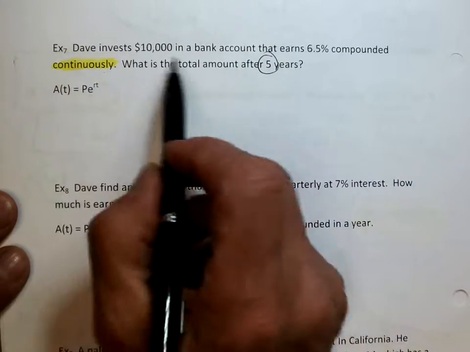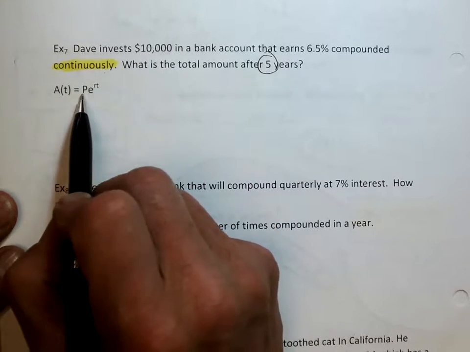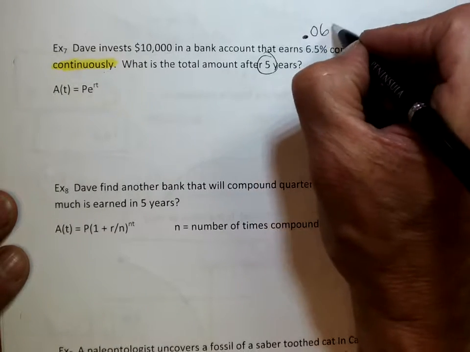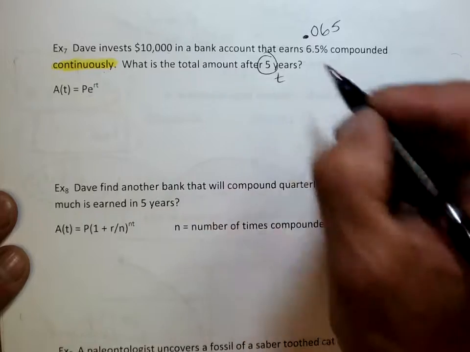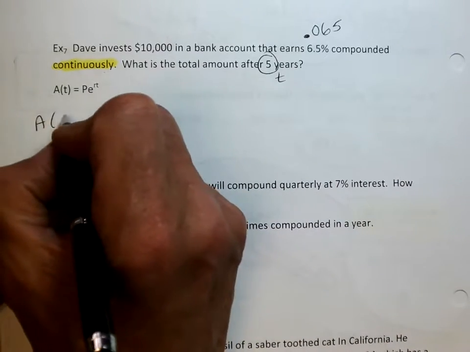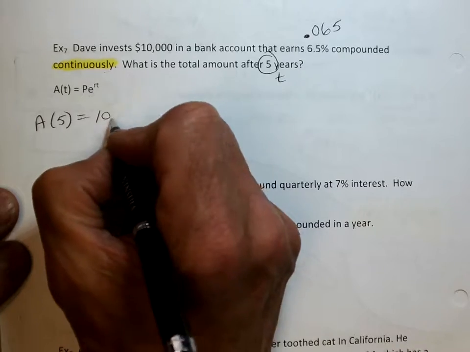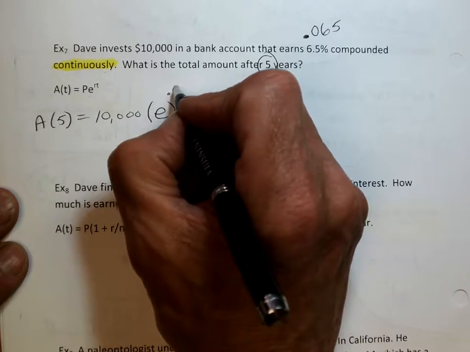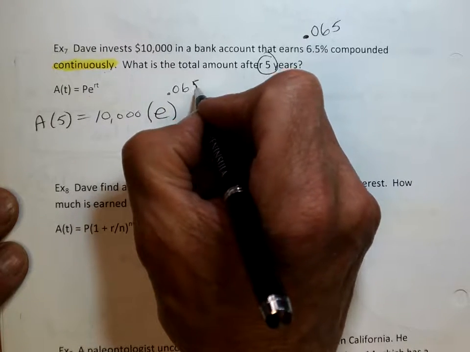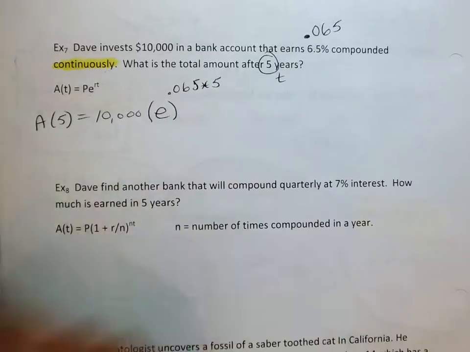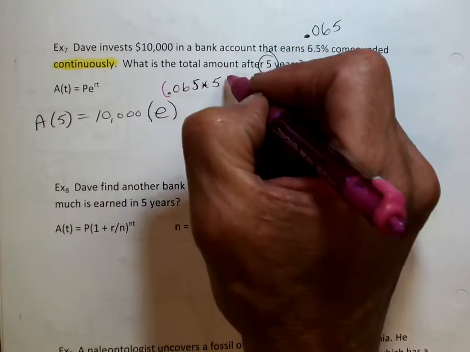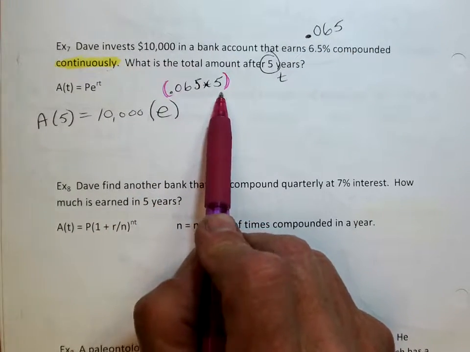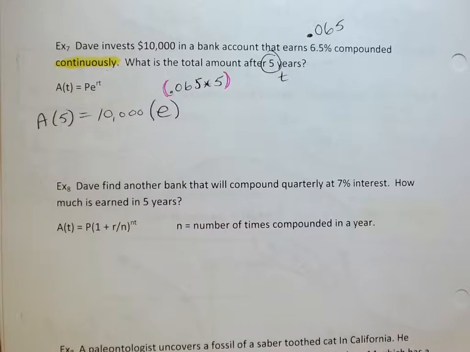So let's do it. I want to invest $10,000, which I'll put in for P, 6.5%, which will make 0.065, and for 5 years. So let's do it. A of 5 is equal to 10,000 times e to the 0.065 times 5. I'm going to make sure that when I use my calculator that I use parentheses because I want to make sure the 5 is in the exponent. That makes sense. The 5's got to be in the exponent. So I need to make sure I use parentheses in my calculator.